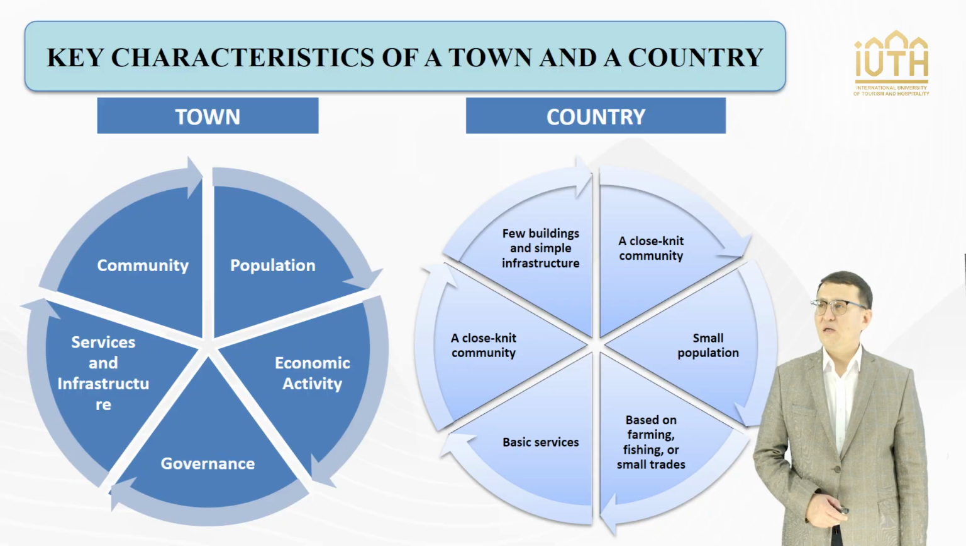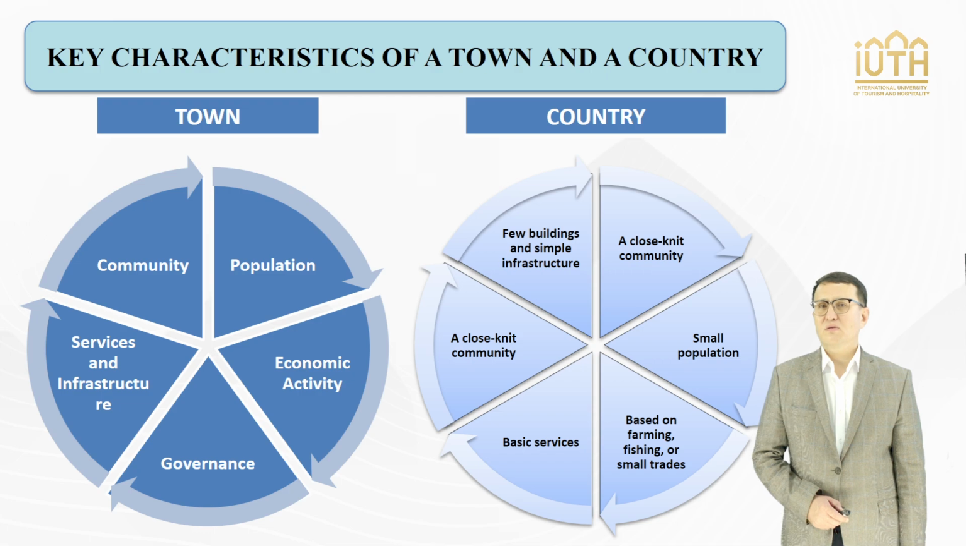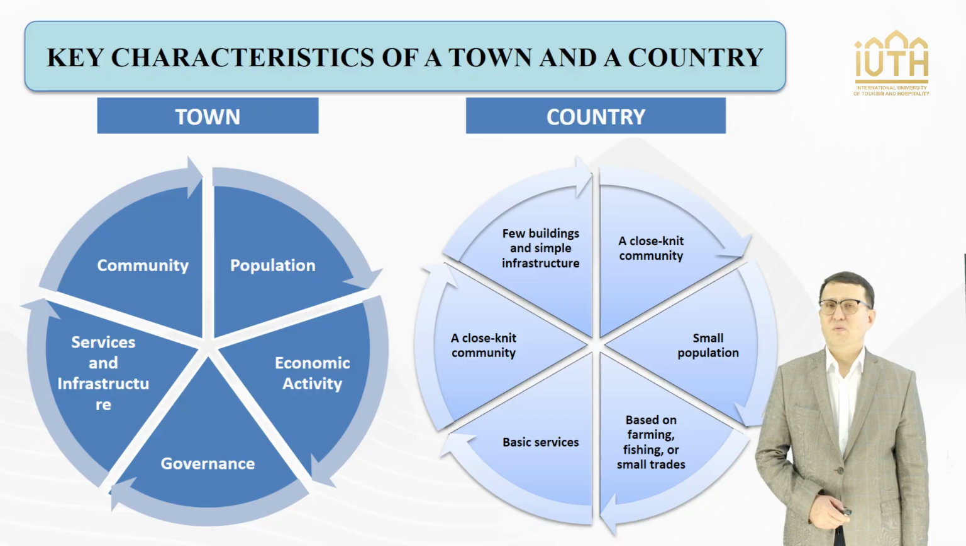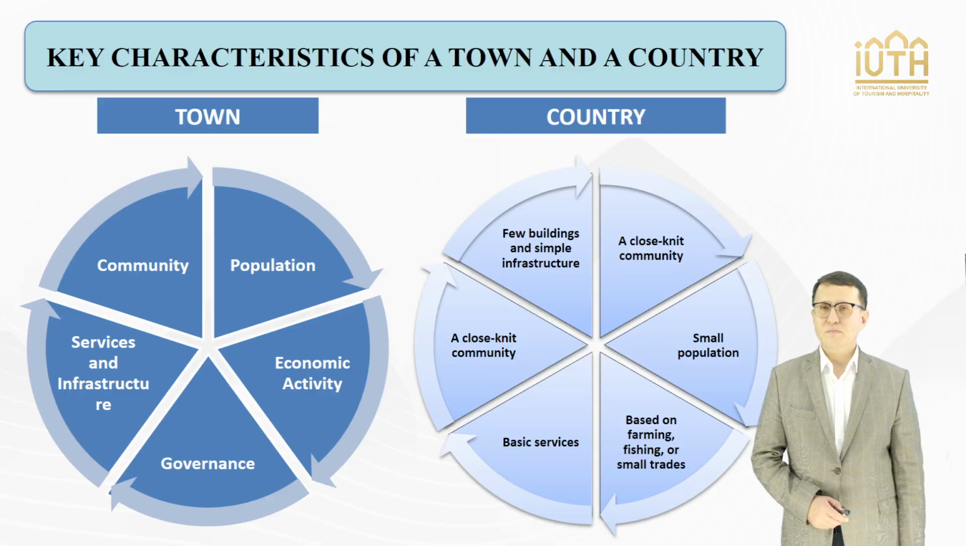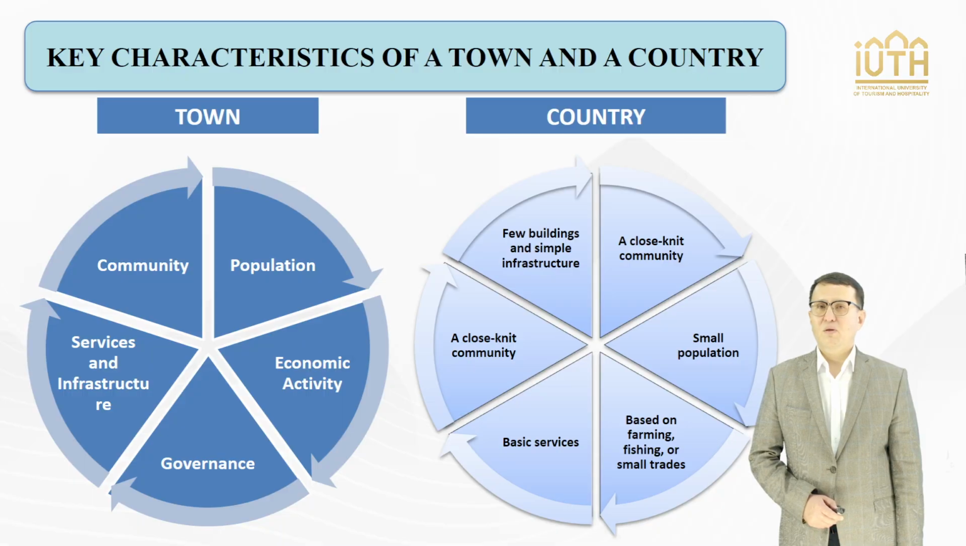Key features of a country. First, small population, often a few hundred to a few thousand people. Second, basic services like a school, small shop, or church, mosque, temple. The third one, few buildings and simple infrastructure. The fourth one is often based on farming, fishing, or small trades. The next one is people may know each other well, a close-knit community.